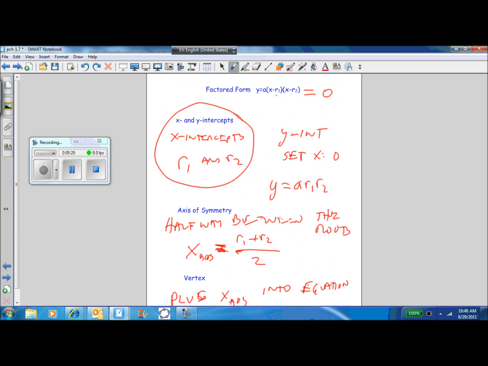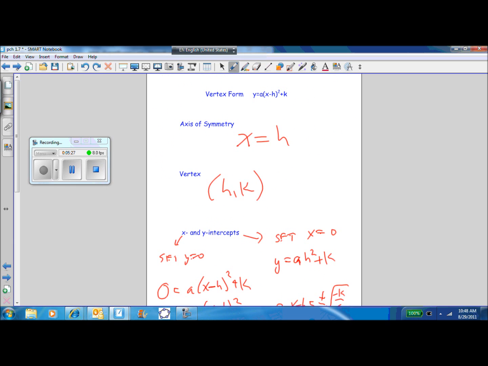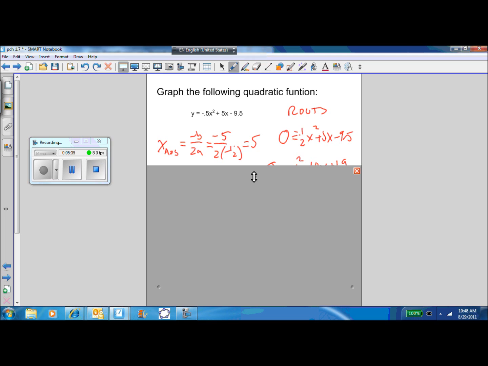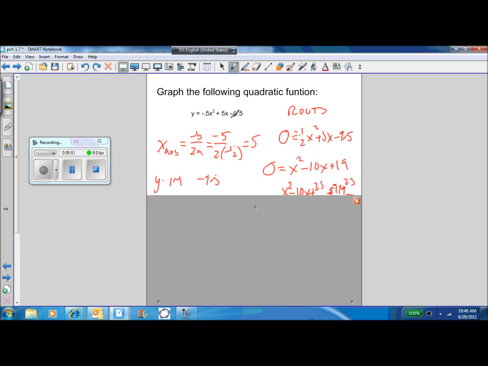Let's wrap up by practicing with a quadratic function. y equals negative half x squared plus 5x minus 9.5. We can get the axis of symmetry with a little mini formula of negative b over 2a. So there's your 5 for the axis of symmetry. The y-intercept is just this last term, negative 9.5.